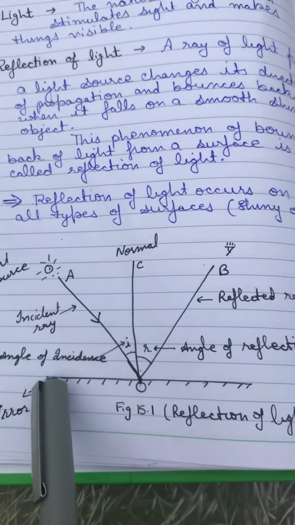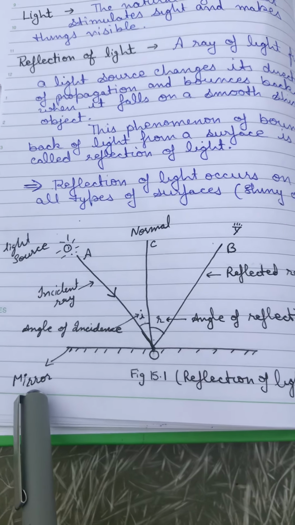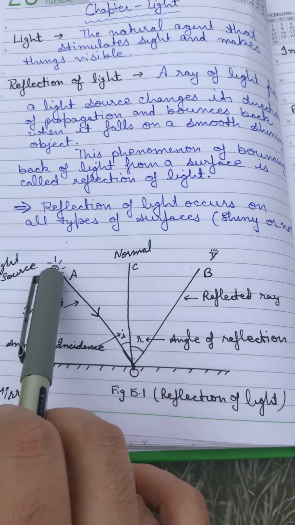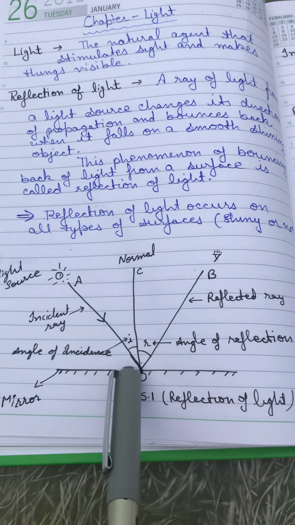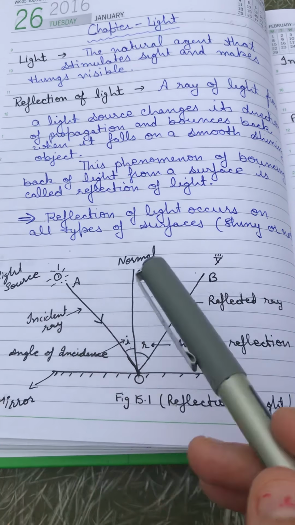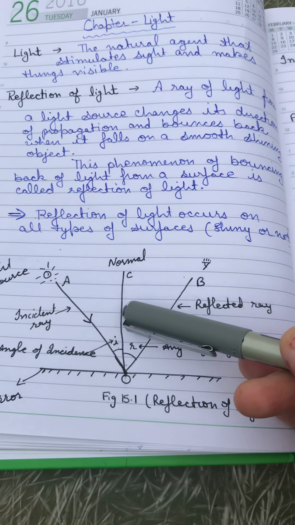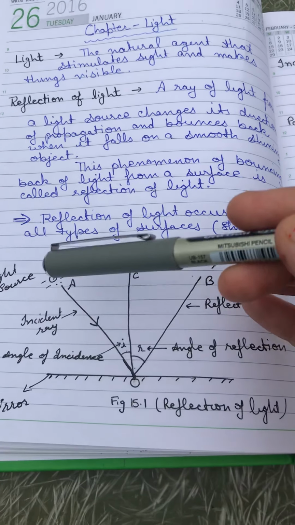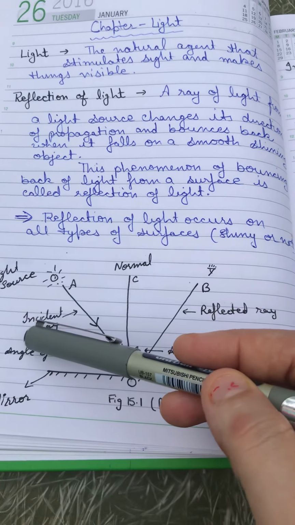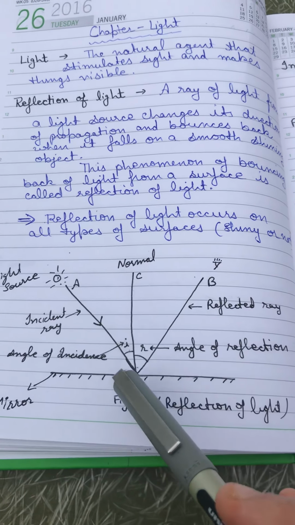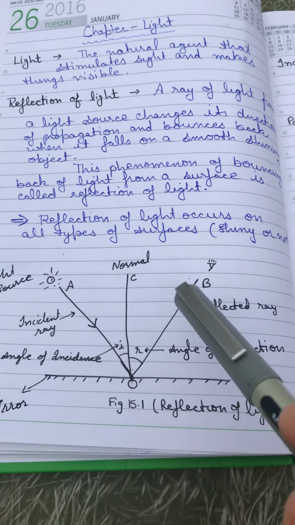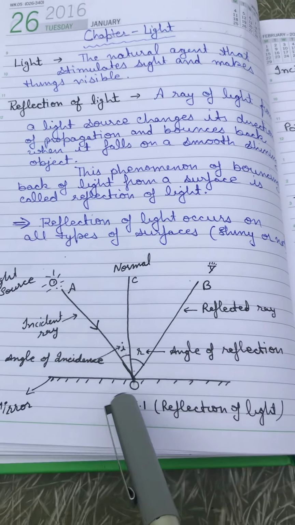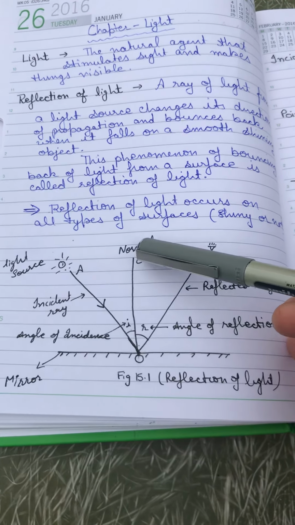For example, we have this polished mirror, and this is the light source at point A, and the ray that comes from the light source is known as the incident ray, and this normal makes an angle of 90 degrees with the mirror. And when this AO incident ray falls on the mirror, due to reflection it bounces back. OB is the reflected ray which bounces back from point O from the mirror, and this is the normal.